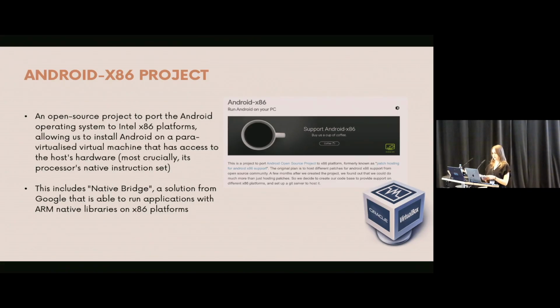from my research, I've found the Android x86 project, which is an open source project to support the Android operating system to Intel x86 platforms, which essentially allows us to install Android on a power virtualized virtual machine through something like VirtualBox that has access to the host hardware and, most crucially, the processor's native instruction set. Now, regarding the application, this includes the native bridge, which is a solution from Google that is able to run applications with ARM native libraries on x86 platforms, essentially translating them on the fly.